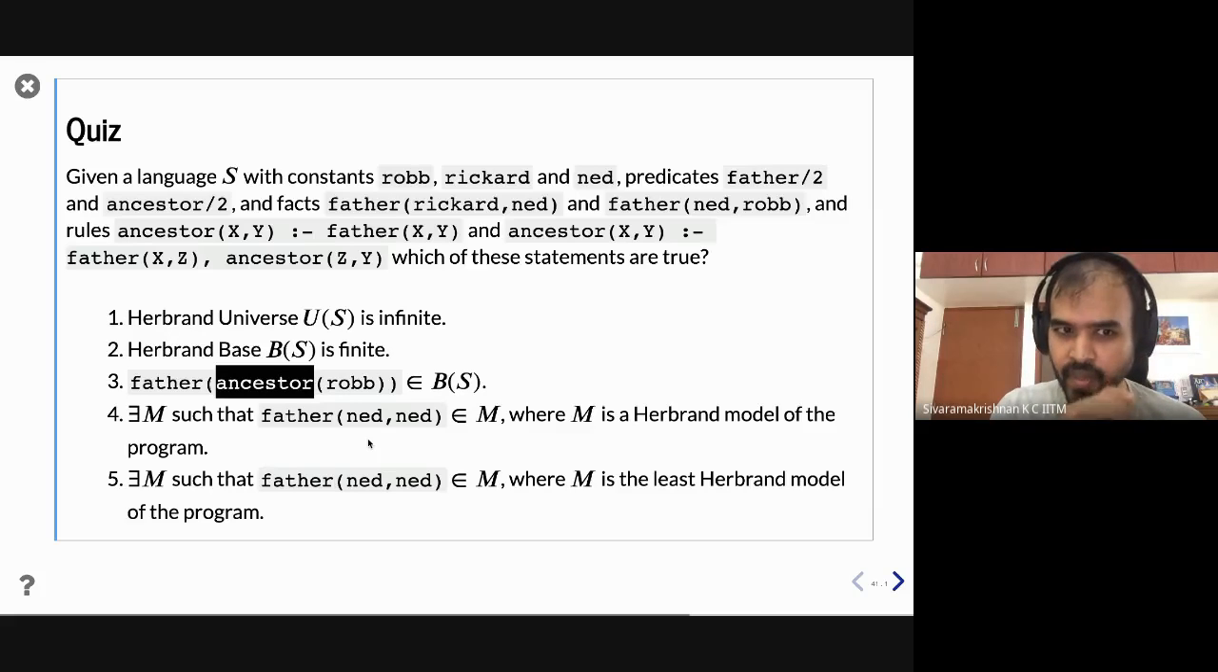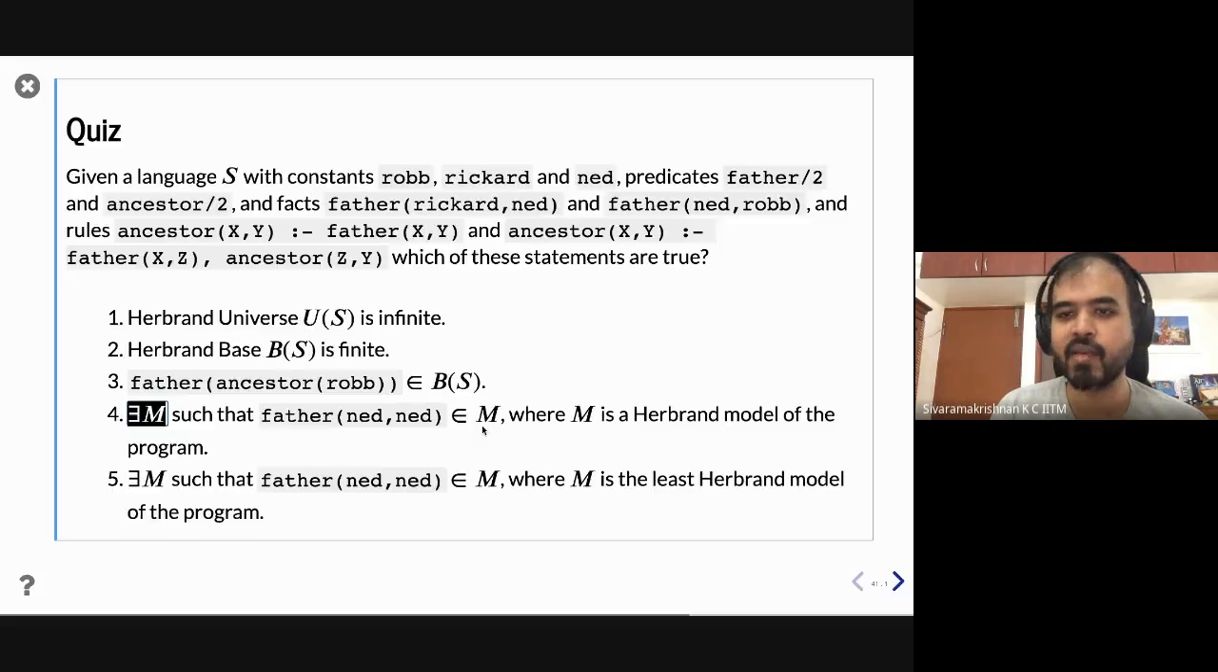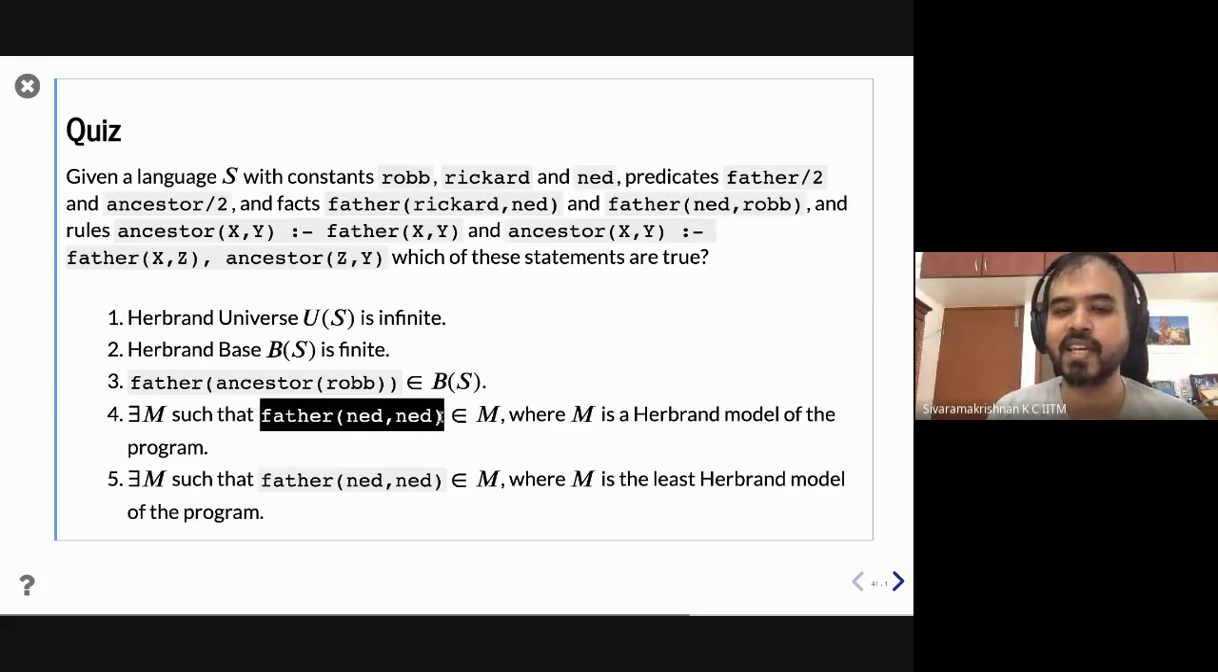Okay, and so the fourth statement says that there exists some model M such that father net belongs to M, where M is the Herbrand model of the program. Is this true? Recall that we have two definitions, right? We have least Herbrand model and Herbrand model. What I'm asking is whether father of net belongs to some M, where M is the Herbrand model. Is it true or false?